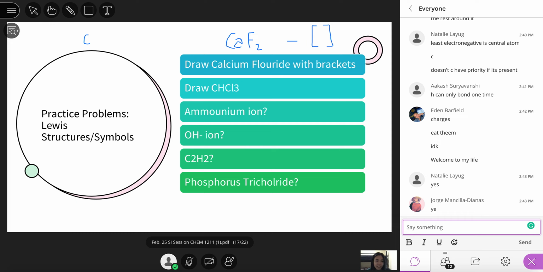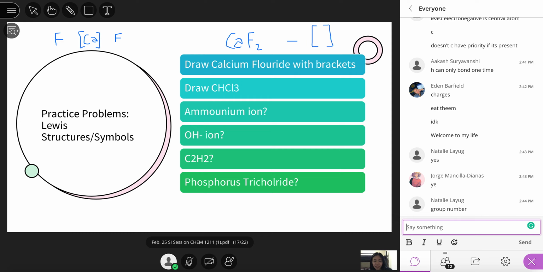Here, I'll even draw it out. You can tell me what to do. You can teach it to me. So what do we do? What's the first thing? Do you know? What's the first thing you look at? You're looking at the periodic table, you have calcium and fluorine. Like, what do you do? Group number, yes, you're using the group number to find what? The valence electrons, yes. Okay.